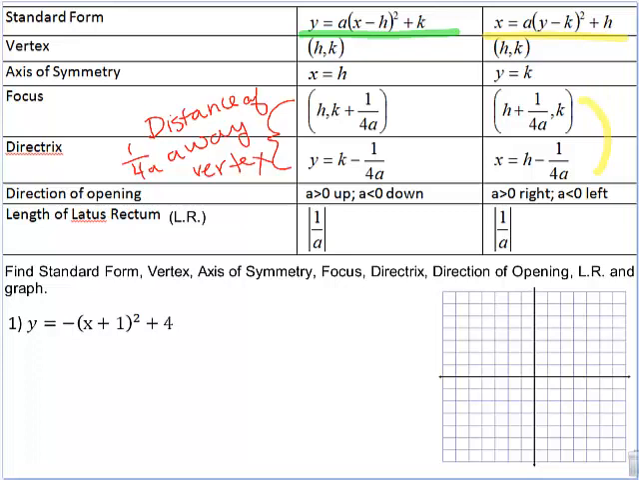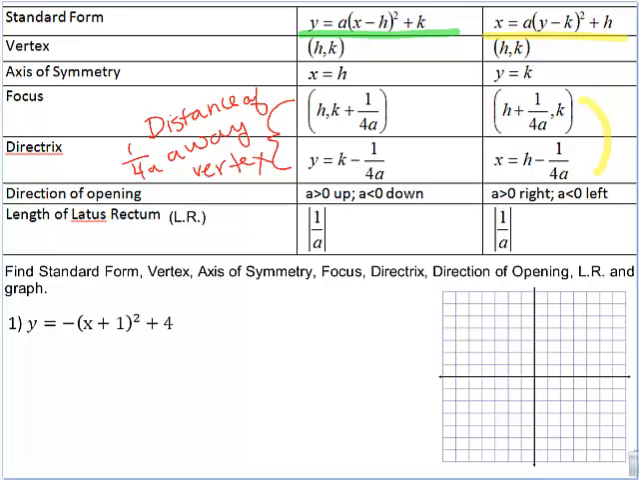Okay, so we're just going to jump in and try an example. And the first part of this, when we find the vertex and axis of symmetry, that's review. Okay, and so it's finding the new things, the 1 over 4a and the LR. So from this equation that's given, we want to find the standard form, the vertex, the axis of symmetry, the focus, directrix, which way it opens, the LR, and then we want to graph it.